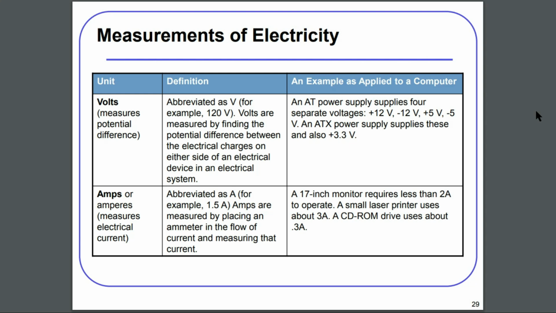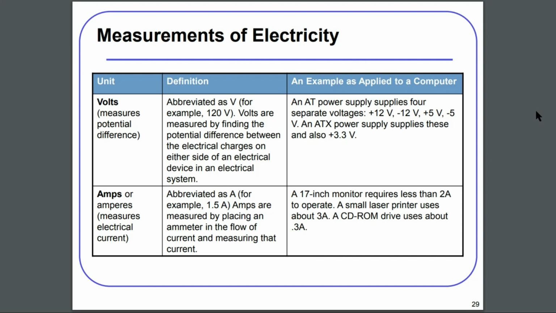Measurement of electricity. The unit volt measures potential difference, and amperes measure electric current. The definition of volts: abbreviation V, for example 120 volt. Volts are measured by finding the potential difference between the electrical charges on either side of an electrical device in an electrical system. For example, as applied to a computer, an AT power supply supplies 4 separate voltages: plus 12 volt, minus 12 volt, plus 5 volt, minus 5 volt. An ATX power supply supplies these, and also plus 3.3 volt.